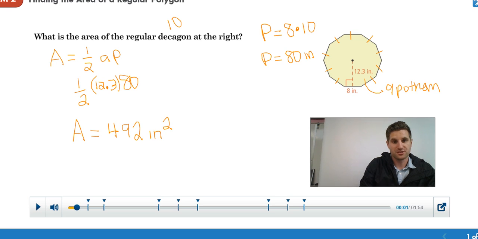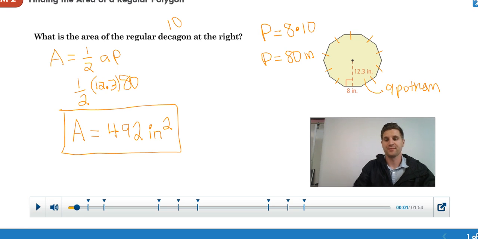Again, we're still talking about area of a regular polygon. You should be able to do that easily. I had all the information. Really I just had to find the perimeter, which was pretty simple: multiply the side length by the number of sides, in this case 10. You should be able to do that in case we have a quiz tomorrow. Booyah. Okay, let's move on.